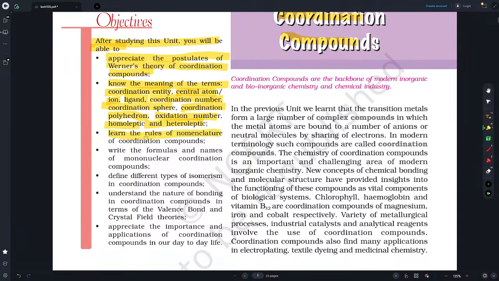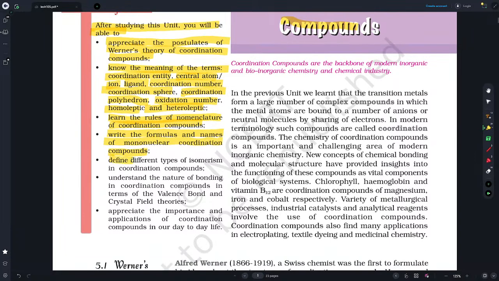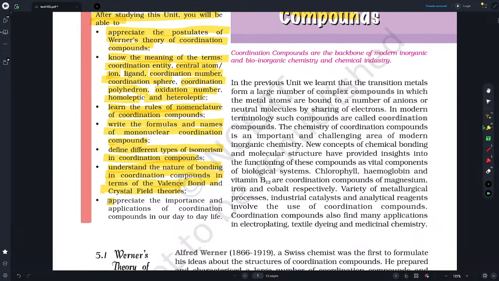Learn the rules of nomenclature of coordination compounds. Write the formulas and names of mononuclear coordination compounds. Define different types of isomerism in coordination compounds. Understand the nature of bonding in coordination compounds in terms of valence bond and crystal field theories. Appreciate the importance and applications of coordination compounds in our daily life.